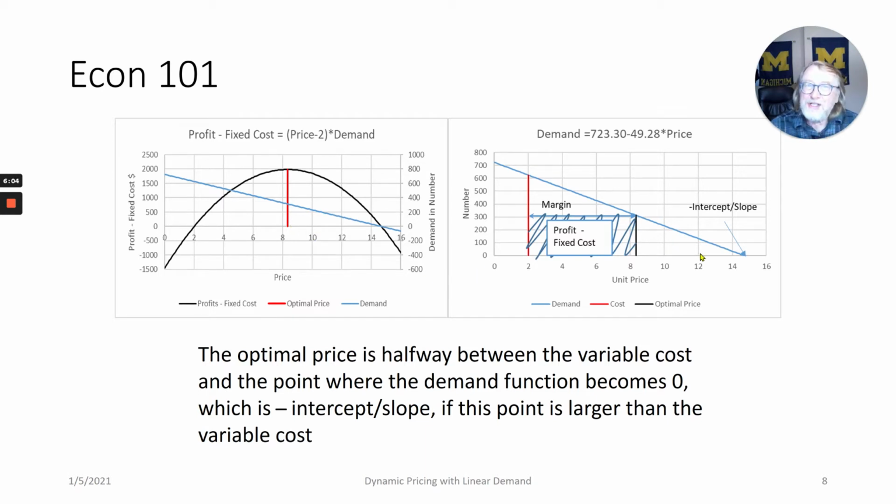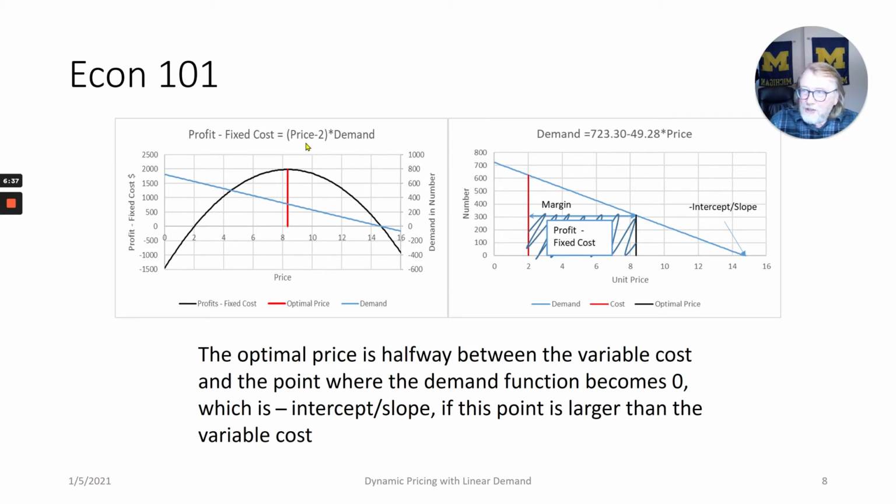Often in economics, you see a graph like this. Again, here's your cost. Here's where we cross the x-axis, and then the optimal price is halfway in between those two, right there. And the rectangle is your profit minus your fixed cost, right? So this is your margin from 8 point whatever to $2, minus 2 is your margin, and the height is your demand. So you multiply those two together and you get your profit minus your fixed cost.